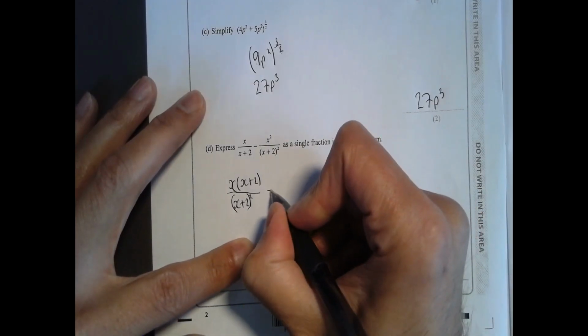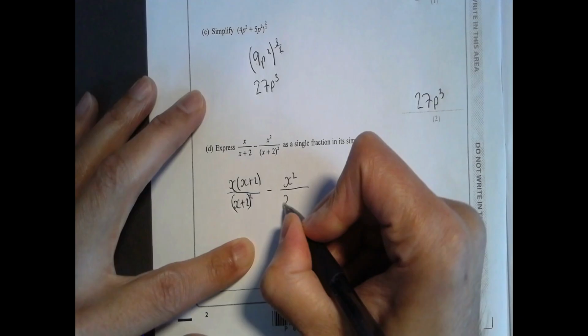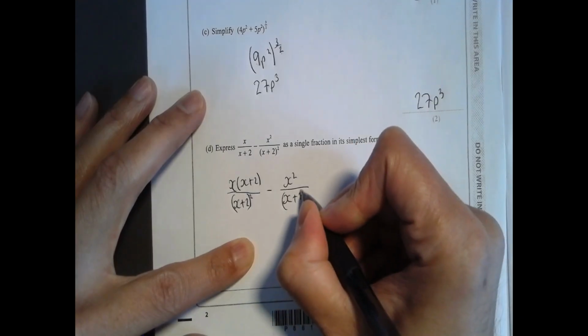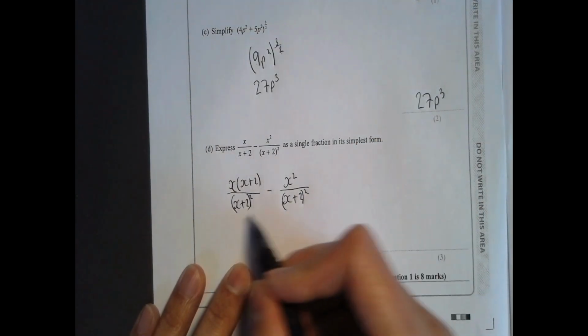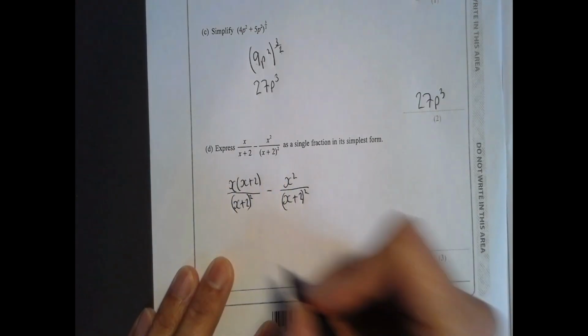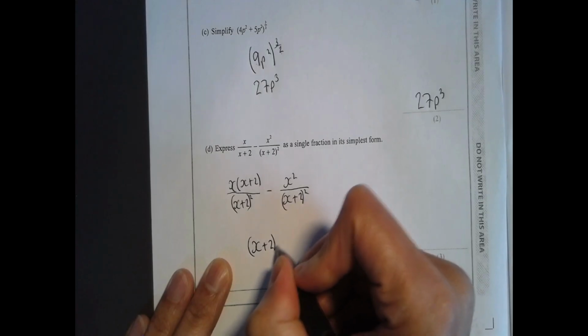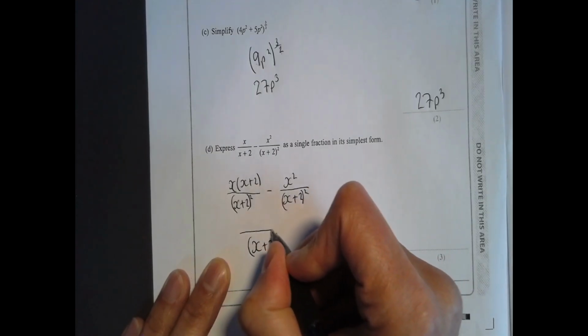Okay, and now I've got the same denominator over here, because that's going to be x squared over x plus 2 squared. Okay, so now I've got a common denominator. I can just subtract the numerators. So I'm going to leave this as x plus 2 squared. I'm not going to bother expanding that.